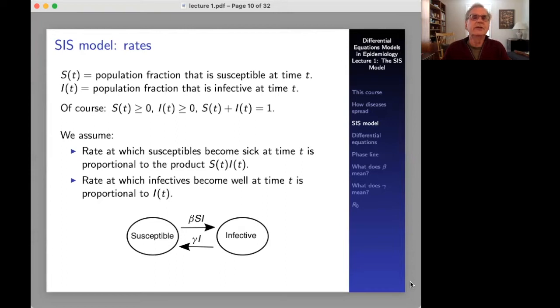We'll assume, like we said, that the rate at which susceptibles become sick at time t is proportional to the product S of t, I of t, the number of susceptibles at time t and the number of infectives at time t. We're also going to assume that the rate at which infectives become well at time t is just proportional to I of t. In other words, if there were 30 times as many infectives, you'd expect the rate at which they're getting well to also be 30 times as great. The proportionality constants are called beta and gamma. These are typical from epidemiology, and we'll be using them throughout the course.